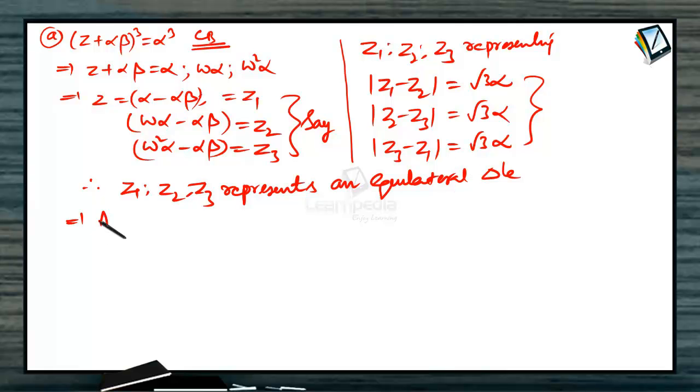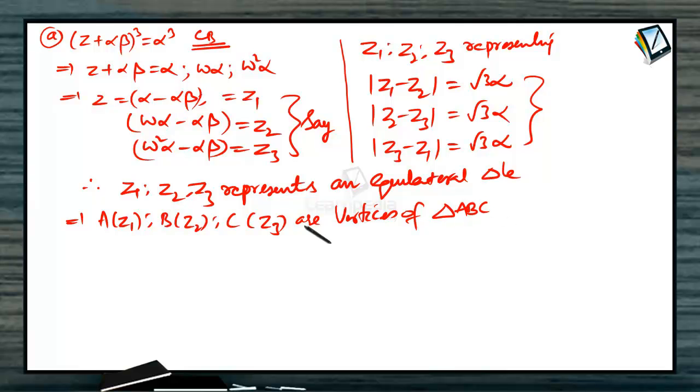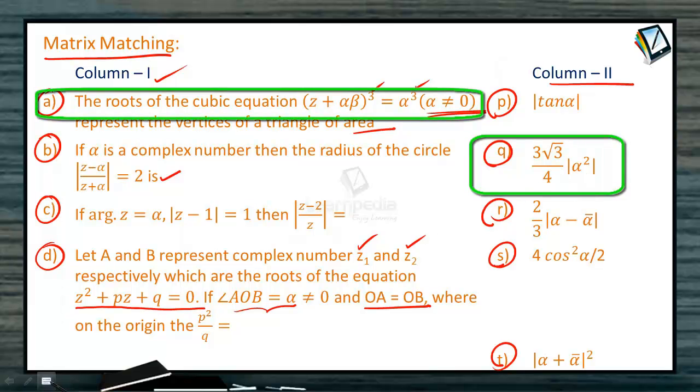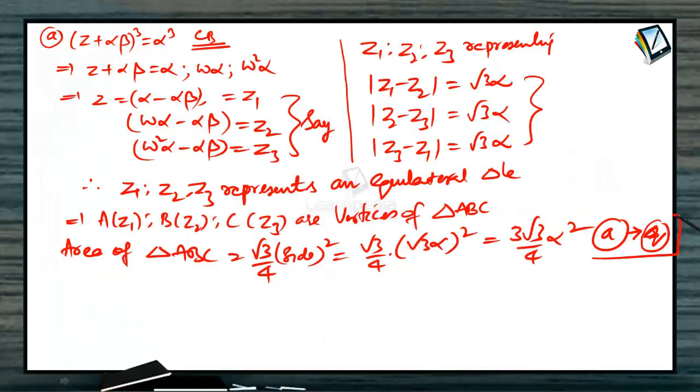And let us consider there is A of z1 and B of z2 and C of z3. These are the vertices of triangle ABC. The area of triangle ABC, which is an equilateral, is √3/4 into side squared, which is √3/4 into (√3|α|)^2, which equals 3√3/4 |α|^2. So A will match to 3√3/4 |α|^2, A will match to Q. So that is the first match.